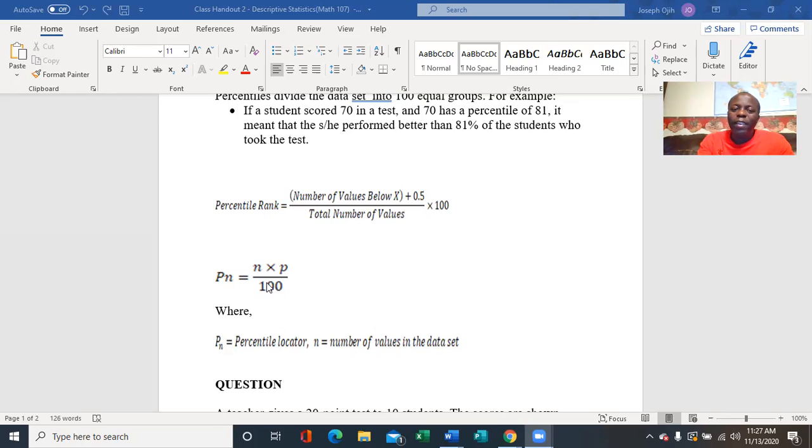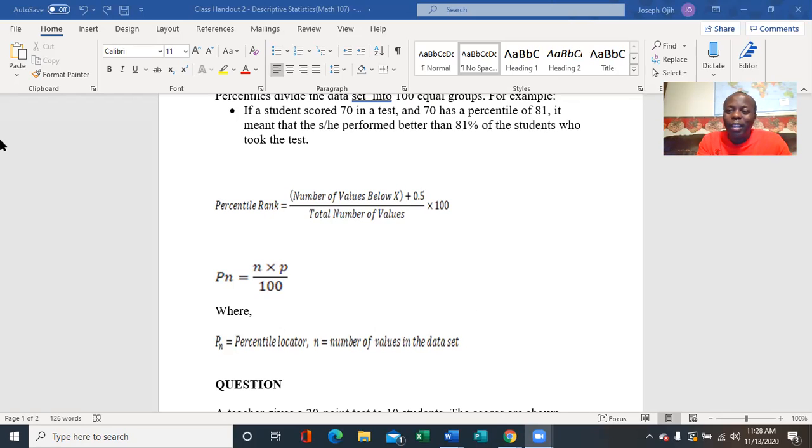Now, if you have the percentile, or the decimal number, and you want to know what score or what value corresponds to a specific percentile, then you use this formula here. You use the percentile location, I call it the locator. Pn equals n times p over 100, where Pn is the percentile locator and n is the number of values in a data set.